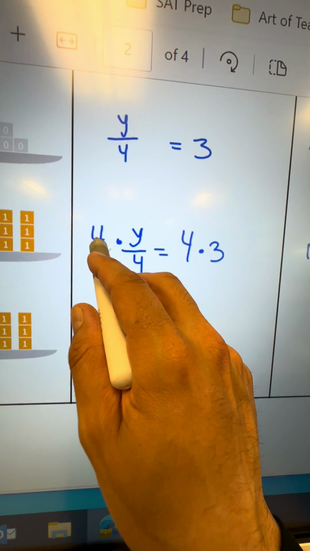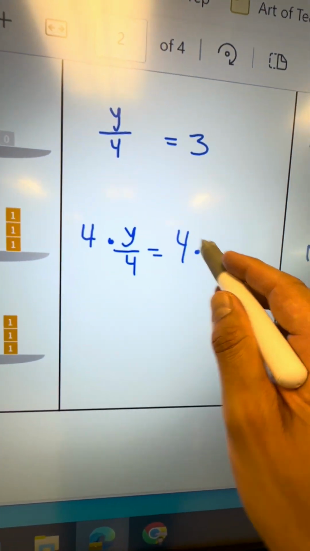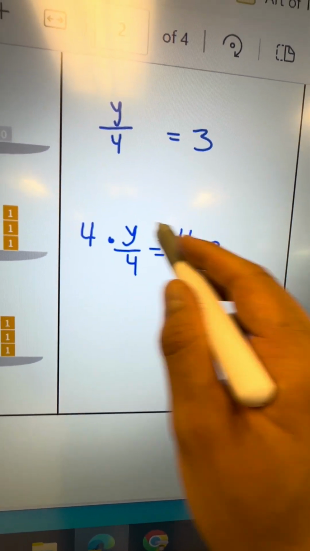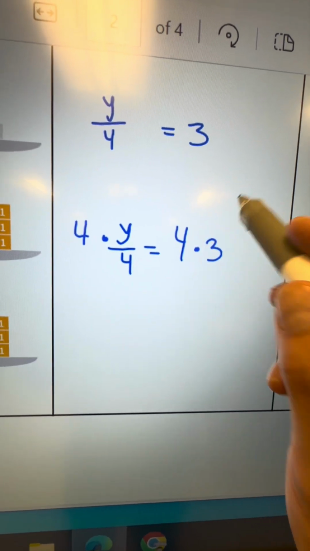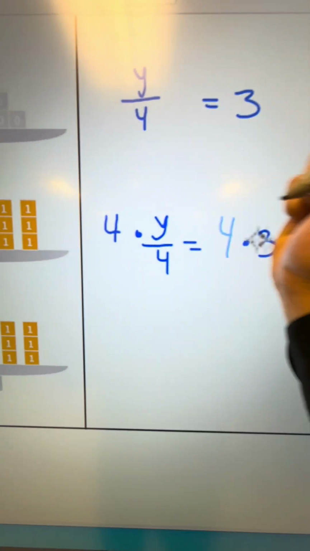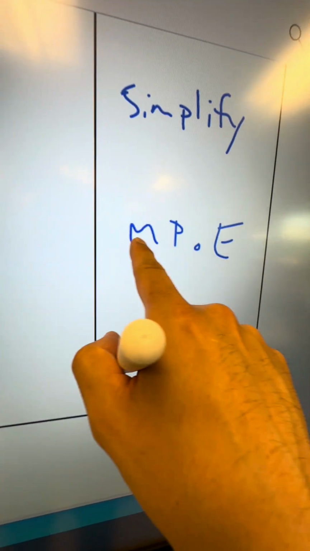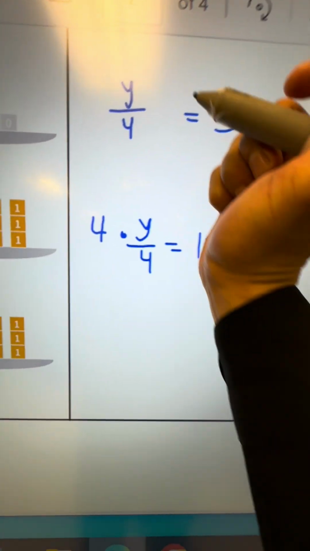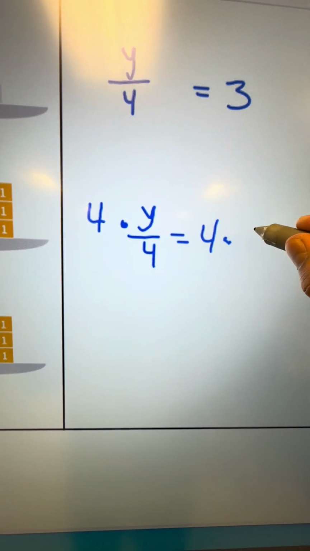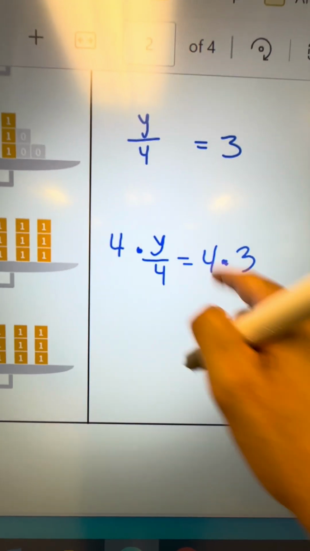Therefore, what you want to do is show we're multiplying both sides by the same amount. In this case, we're multiplying both sides by 4. One of the mistakes that I saw yesterday was that instead of putting 4 times 3, I saw the answer of 12. But again, to demonstrate this property, we want to show what we are multiplying both sides by. So in this case, again, it's 4 times 3. We multiply both sides by 4.